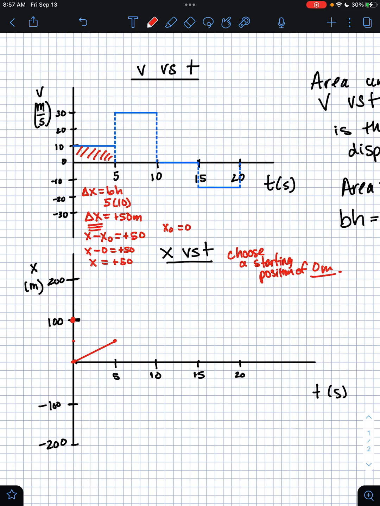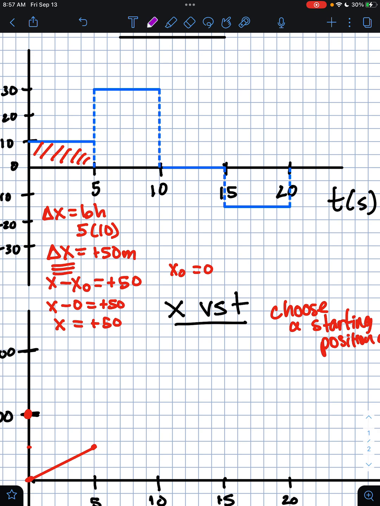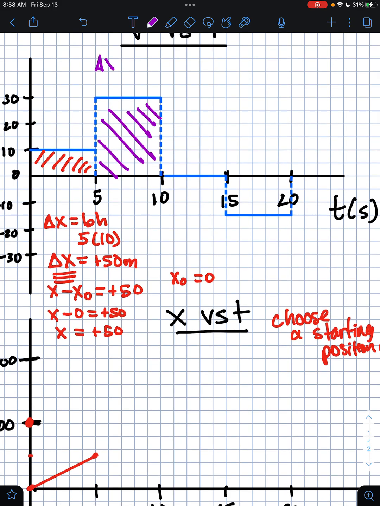For the second portion of the trip, I'm going to go ahead and look in there and say that again, it's the area under this segment all the way down to 0 on the x-axis that tells me about my displacement. So displacement for the second portion can be found by the base times the height of the second rectangle. And that displacement is going to be 5 seconds is the base, but this time my height is 30. And so my displacement is going to be positive 150 meters.